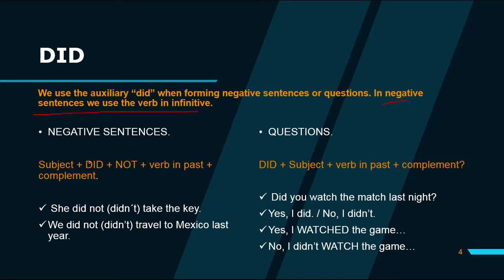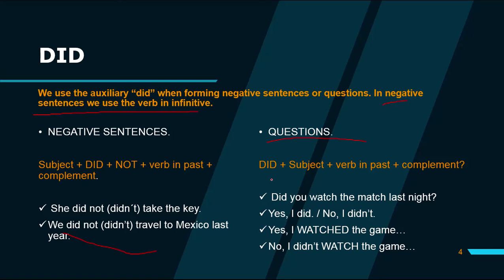So negative sentences structure is subject, did, not, verb in infinitive, and complement. For instance, she did not take the key. We can say instead of did not, we can say didn't. The other example is we did not travel to Mexico last year. We didn't travel to Mexico last year. Okay, two examples.